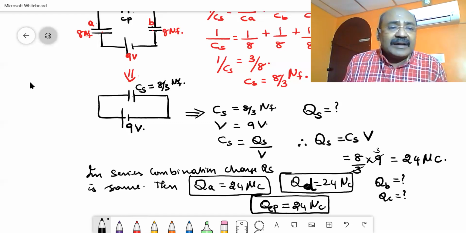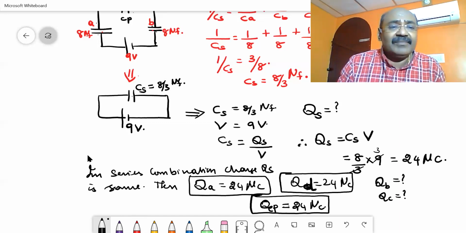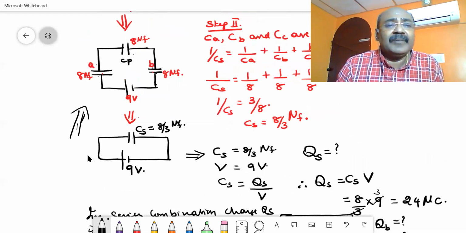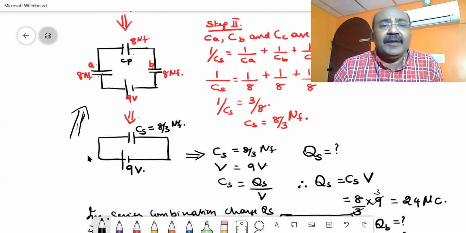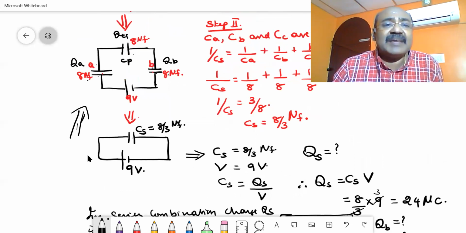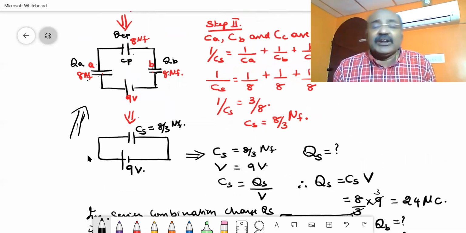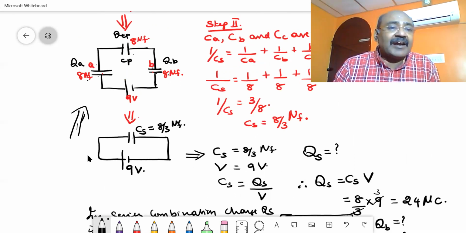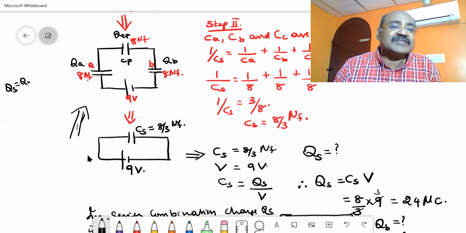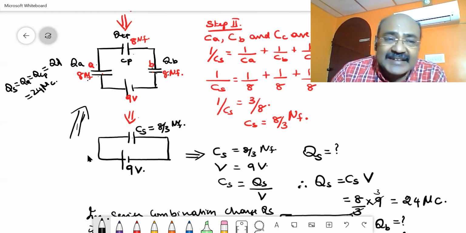See, here you go in the reverse manner. When you are taking the second diagram, here we know QA, here we know QB, here we know Q of CP. All these three are equal to QS, which is equal to 24 microcoulomb each. So QS is equal to QA is equal to Q of CP is equal to Q of D, which is equal to 24 microcoulomb. So in series combination, charges are the same.